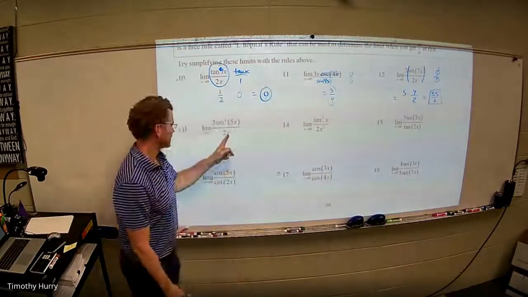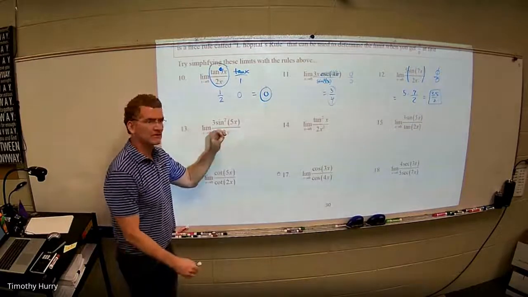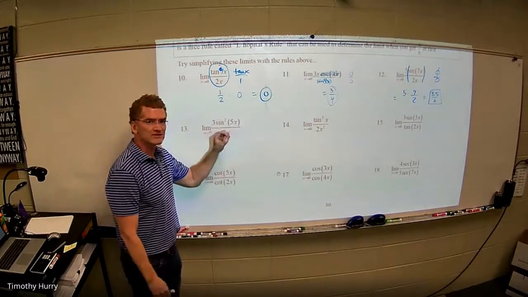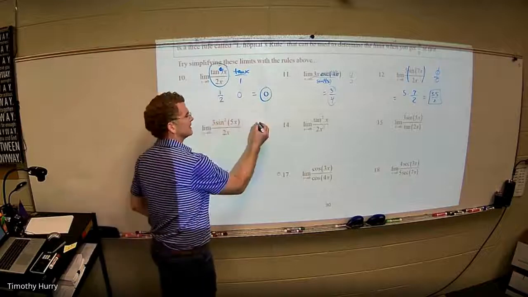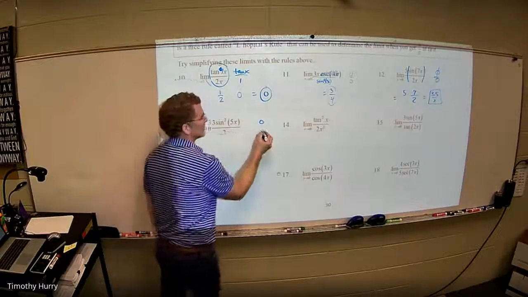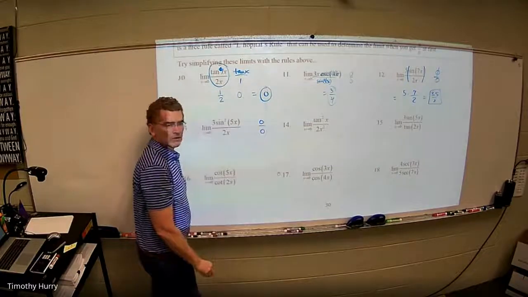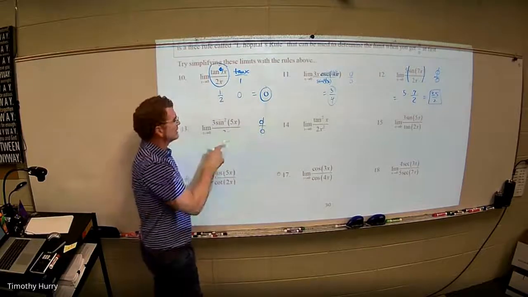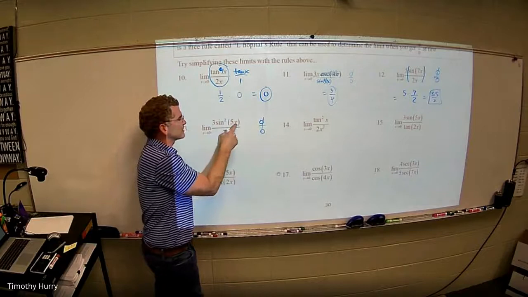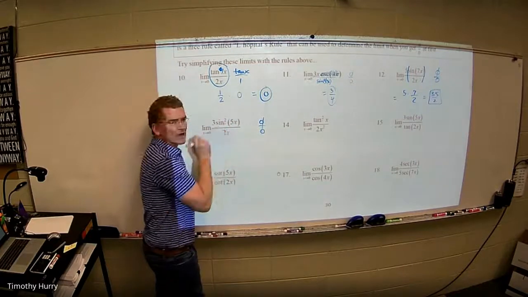Let's come over here. Plug a 0 in. 5 times 0 is 0. Sine of 0 is 0. 0 squared is 0. 0 times 3 is 0. 2 times 0 is 0. There's a hole. Not an answer, just means there's a hole. So what do I do with this? Well, it looks like a trig function of something x over something x, but the squared's bothering me.